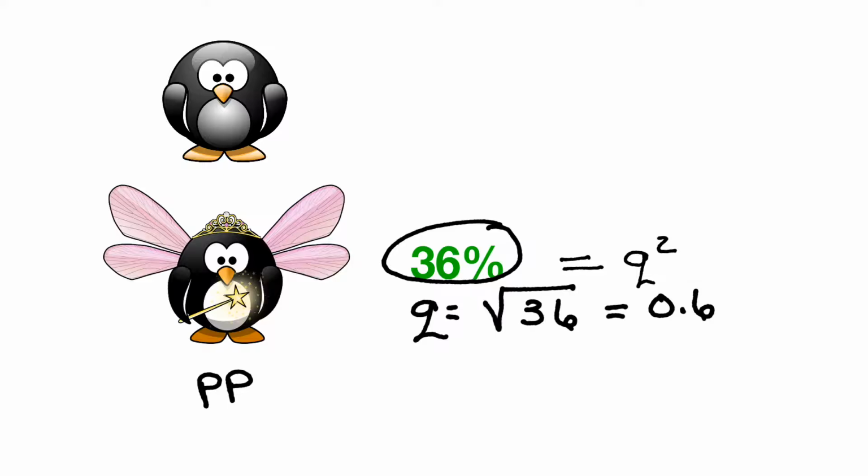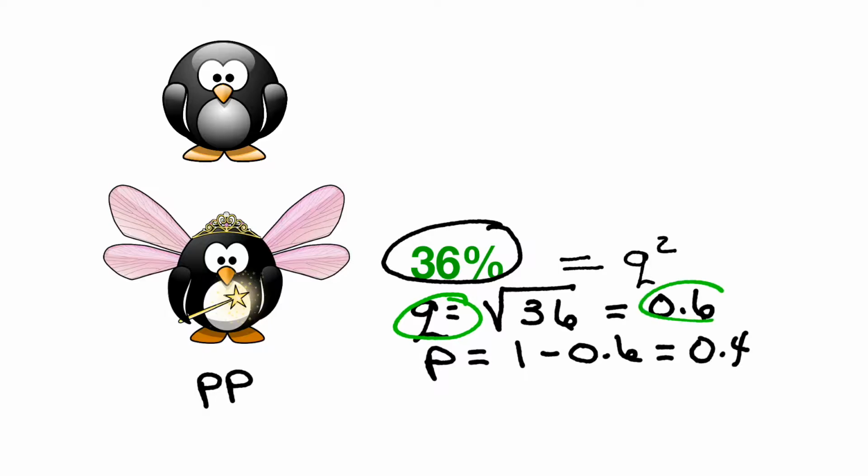And now we can solve for P. So P is going to be equal to 1, because remember P plus Q equals 1. So 1 minus 0.6 equals 0.4. So Q is equal to 0.6. P is equal to 0.4. Do they add up to 1? Yes, they do. So now we can go ahead and plug those into our expanded equation.